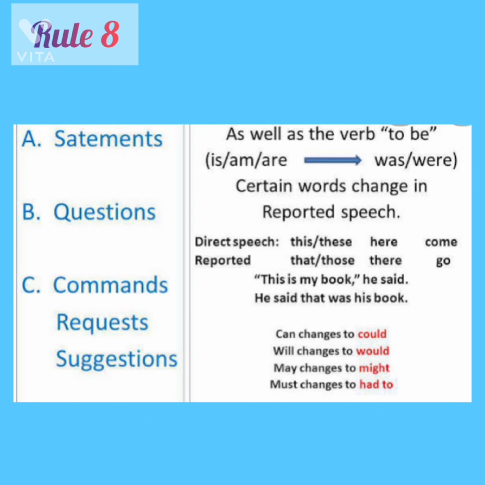So, "This is my book." He said that was his book. "Can" will change into "could", "will" into "would". "May" will be changed into "might", and "must" changes into "had to". This is very important for this rule.